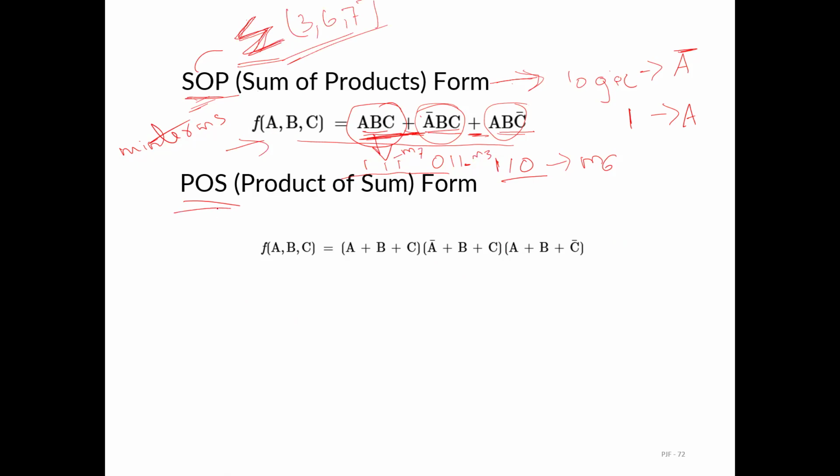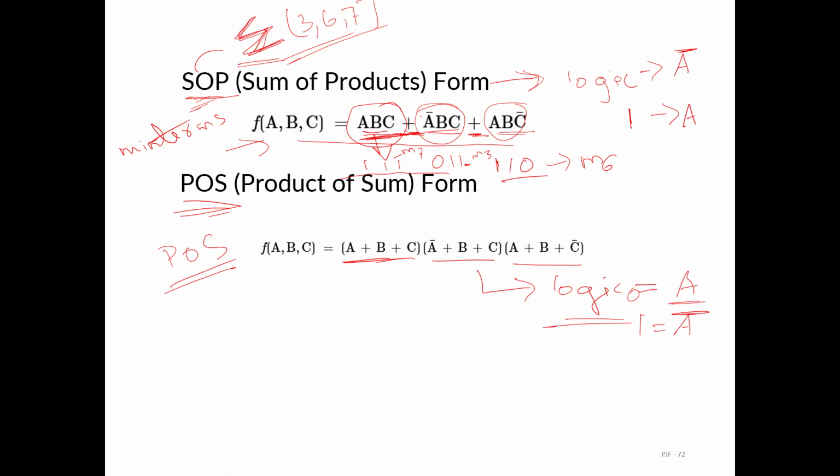In the same way, POS, product of sums, you can see that each literal is represented as sums, and you have the product of these. Brackets mean you have the product of that. Now, here is how you represent logic. In case of POS, that is product of sums, we represent logic 0 as A and logic 1 as A bar.